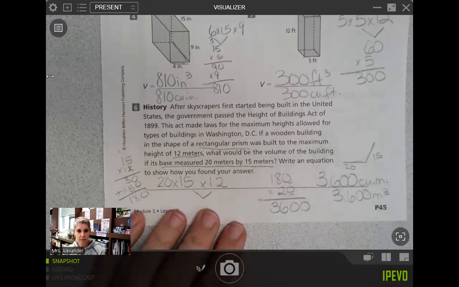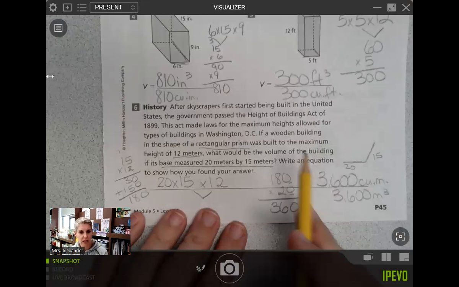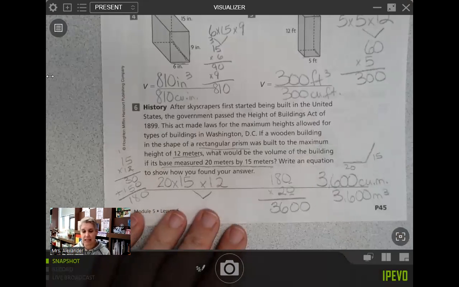Wow. All right. We should ask Mr. Tullis if he knows about this Height of Building Act from 1899. I'd be interested to know.